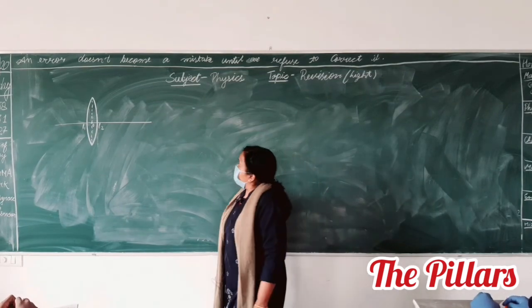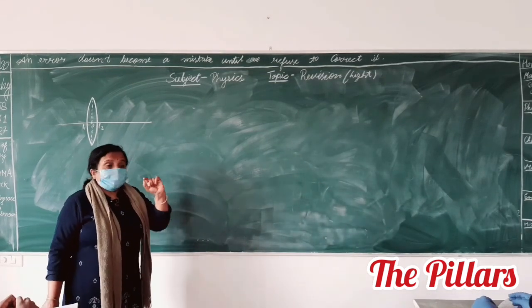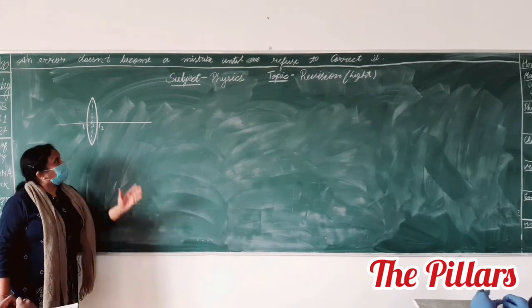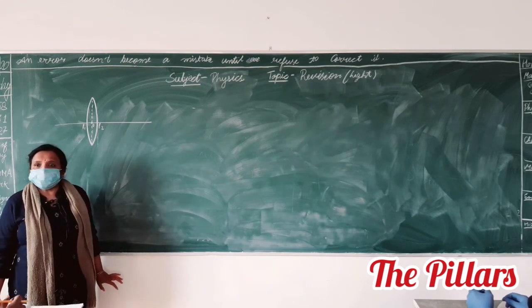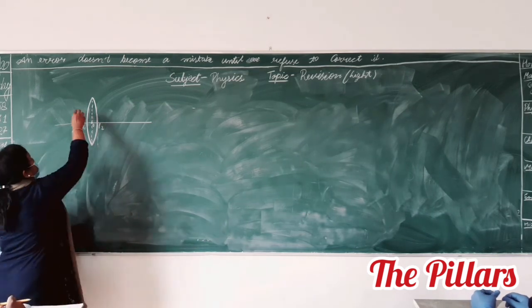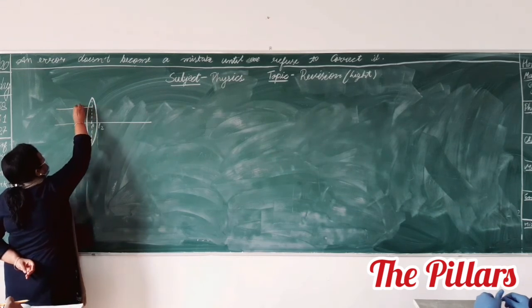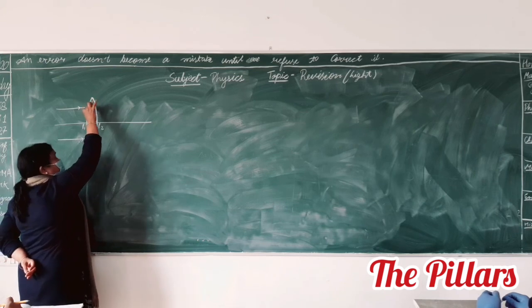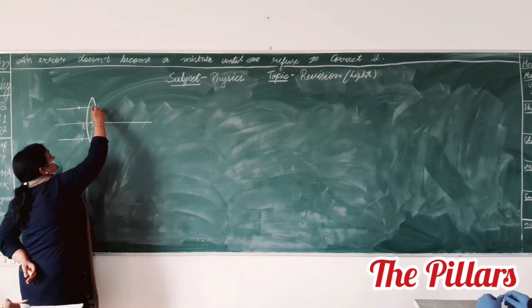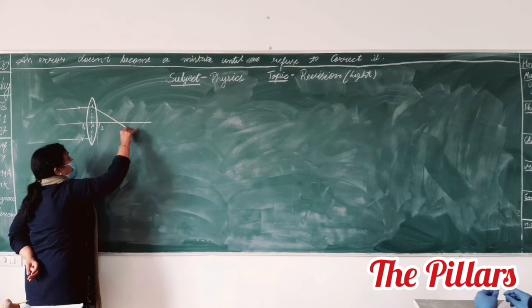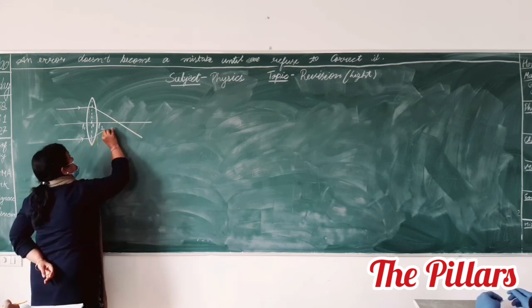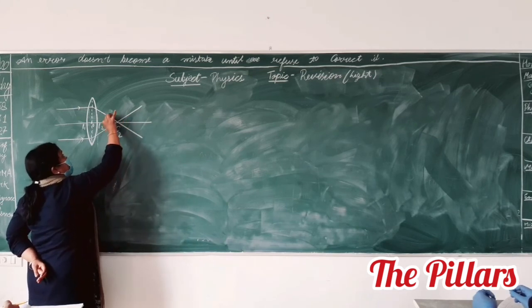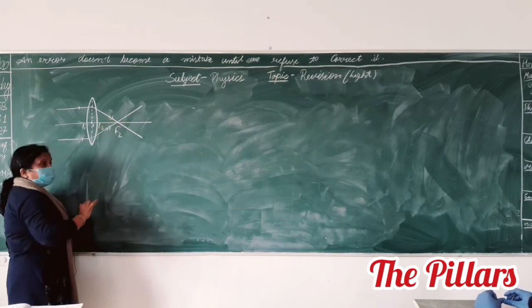Okay. Now we were talking about what, children? Principal focus. Tell me, Ujjwal, how do you define the principal focus of a convex lens? Light traveling parallel to the principal axis, after striking the lens, converges to a common point known as the principal focus. Meets at a common point where? At the principal axis. Meets at a point on the principal axis, and this point is known as the principal focus of the convex lens.